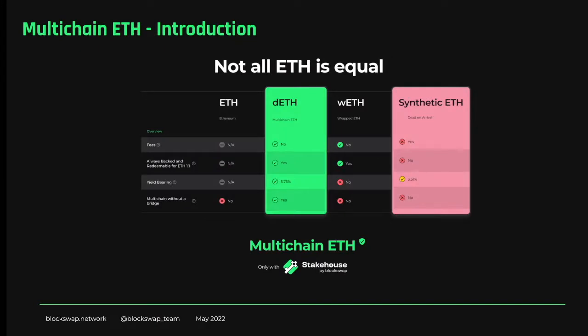So let's talk a little bit about multi-chain ETH. As you can see in this graphic, multi-chain ETH offers value across the board. So let's dig into each one. So first is the fees.